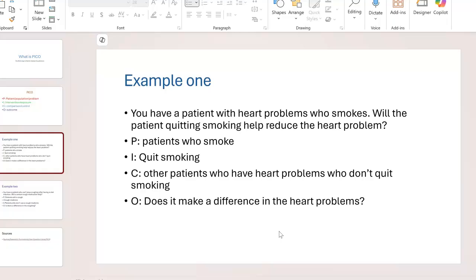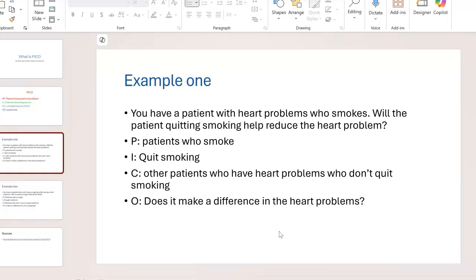You have a patient, they have heart problems, they smoke. Will getting the patient to quit smoking help reduce the heart problem? Will it make a difference? So P, your population, your patient, is somebody who smokes with a heart problem. The intervention is, you need to quit smoking. The control group is other patients with the same problem who are refusing to quit smoking. They're like, nope, it's not going to make a difference.